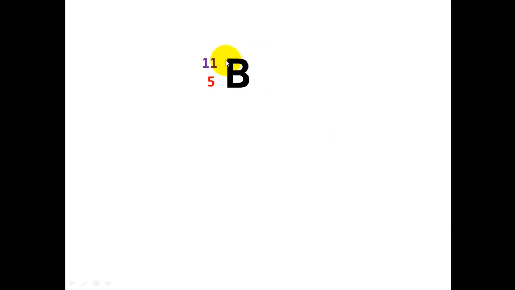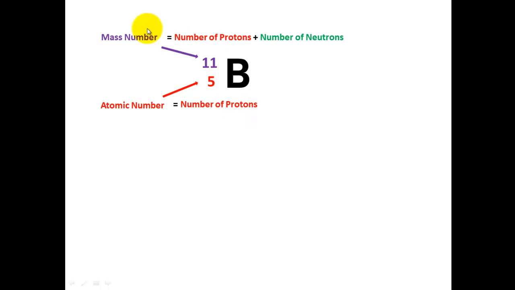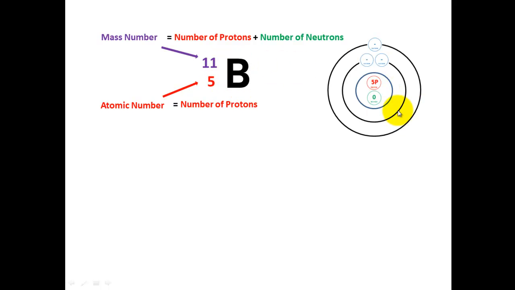Boron. Mass number 11, atomic number 5. Atomic number is the number of protons, and the mass number is the number of protons plus the number of neutrons. So we can draw this. How many protons does it have? 5. Neutrons is what we're going to try and find out. We've got 5 electrons. 2 in the first shell, 1, 2, 3 in the second shell. So it's got an electron configuration of 2, 3.